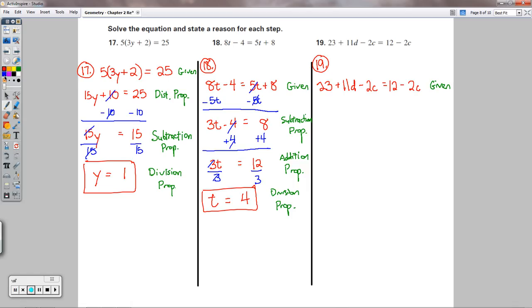So I noticed that I have a negative 2c on both sides. If I add 2c to both sides, the c's are going to go bye-bye. They're going to drop out completely. So 2c added to both sides. I just did the addition property right there because I added the same thing to both sides. I'm left with 23 plus 11d equals 12. So that was the addition property.